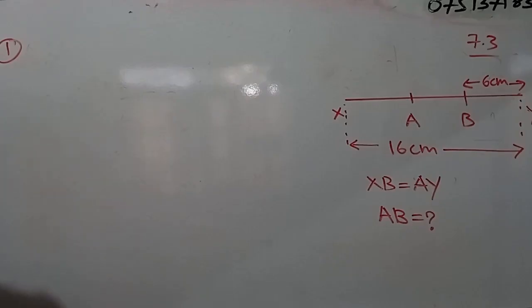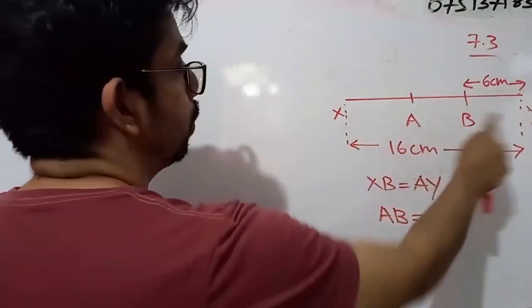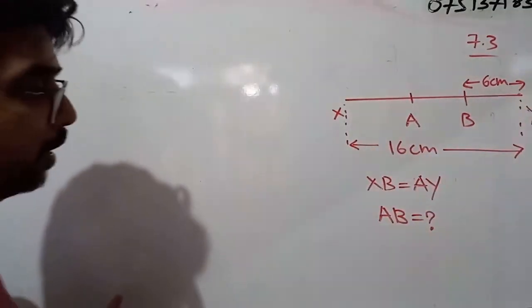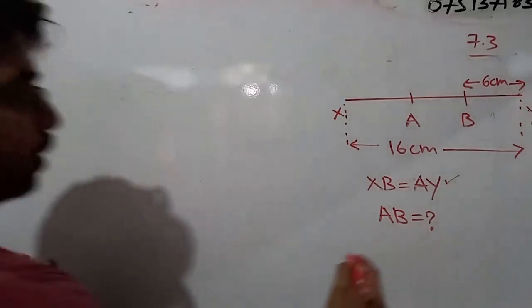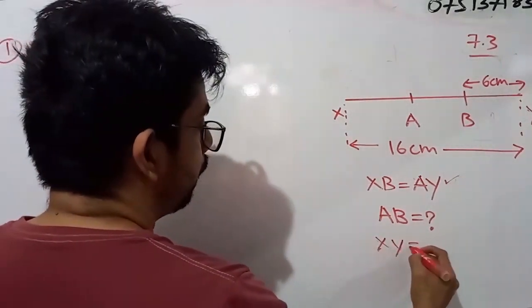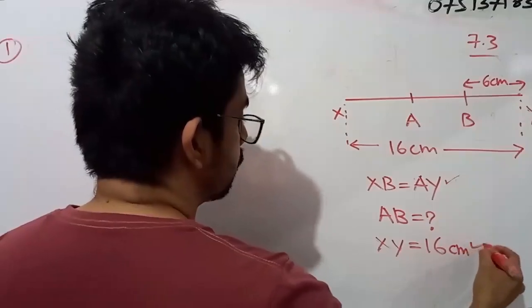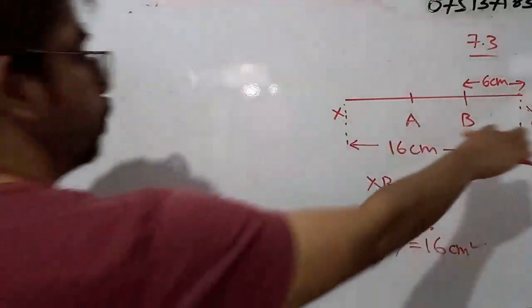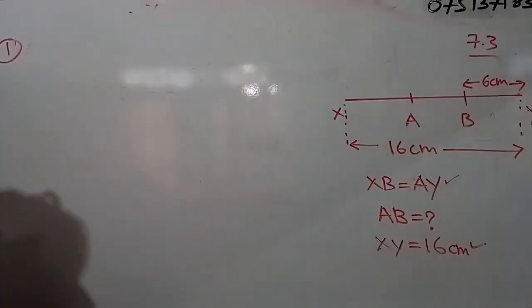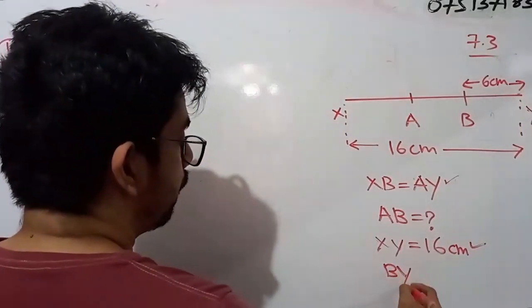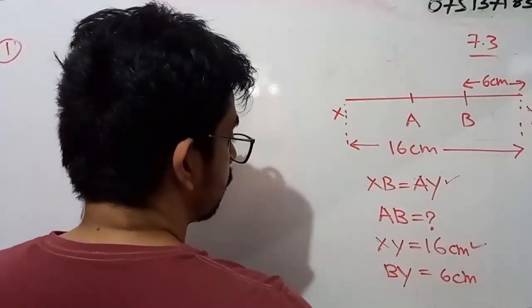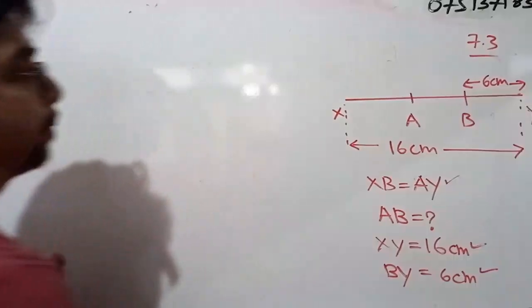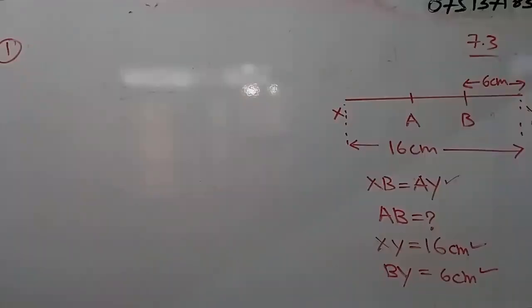Right, exercise 7.3, question number 1. The points A and B are located on the line XY such that XB is equal to AY. Alright, so this is given. If XY is 16 centimeters, this is also given, from here to here, and BY is 6 centimeters, that is also given, from here to here. Find the length of AB.